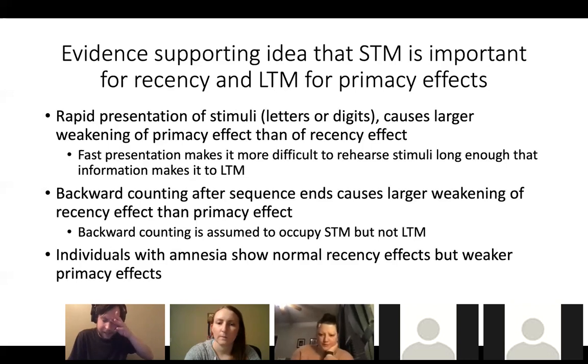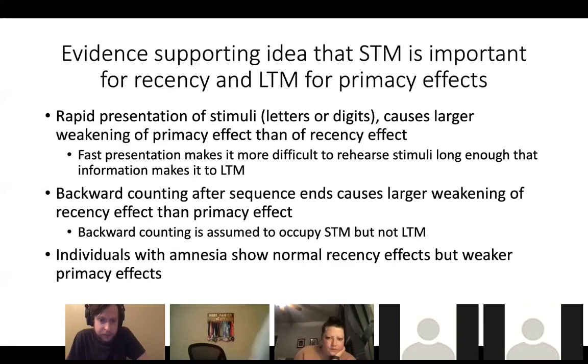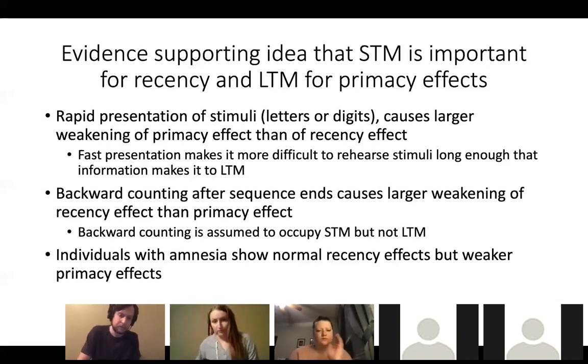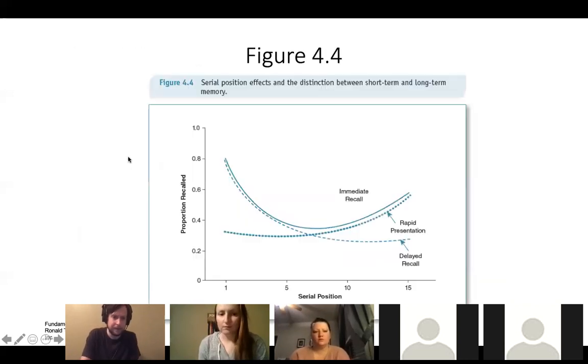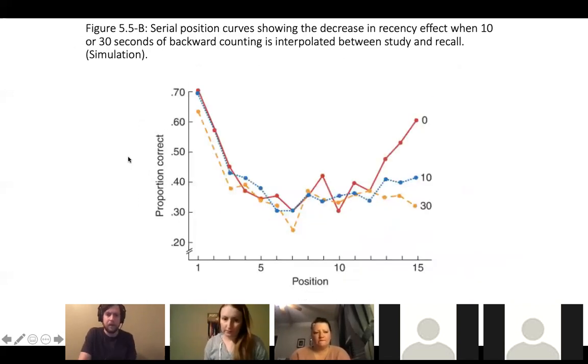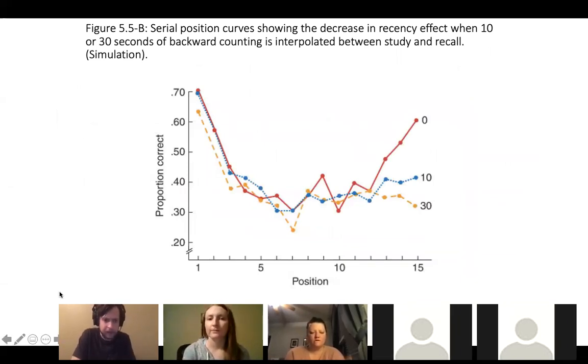And so the question is, how does backward counting, which is assumed to rely on short-term memory, how does this influence your performance in the recency effect? And so here I'll show you this. So once again, this is serial position of the numbers. You're having to remember 15 numbers in the sequence.